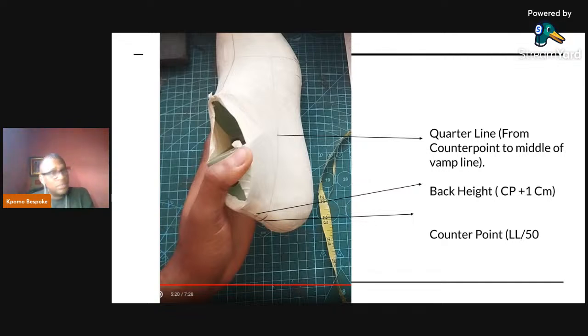Then the back height is, if you add 1 cm, sometimes you add 1 cm, sometimes you add 0.5 cm, depending on your taste. But anything from 0.5 cm to 1 cm will be okay. So between 1 cm and 0.5 cm from your counterpoint should give you your back height. Some people actually use their counterpoints as their back height.